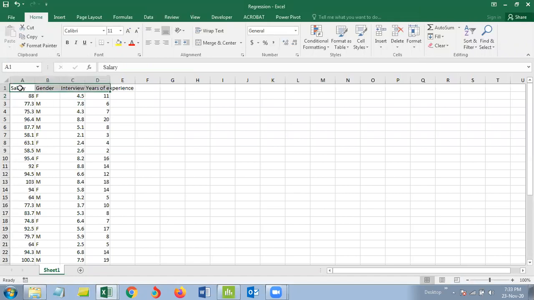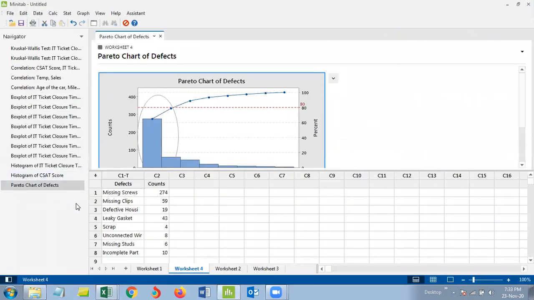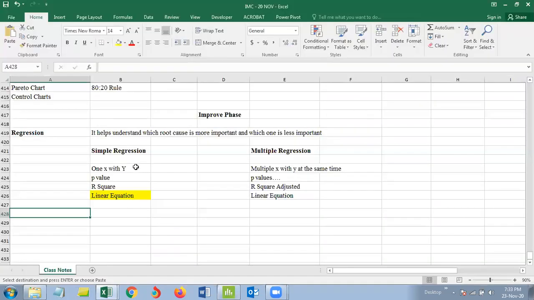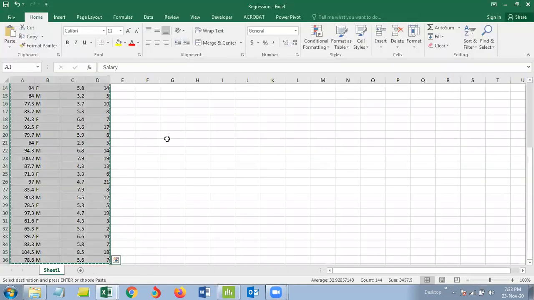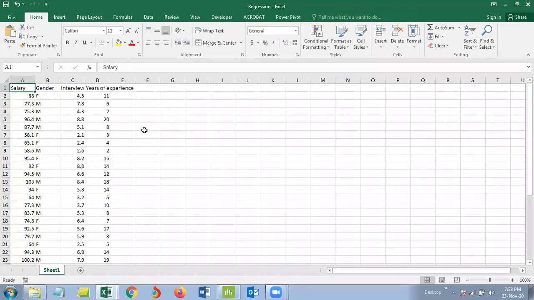So I'll just copy paste this data and explain what's there, what we are trying to establish in this data set. Basically, there's an HR firm which is trying to establish some sort of mathematical model, some fact-based decision-making model, which can help them offer salaries to the candidates.